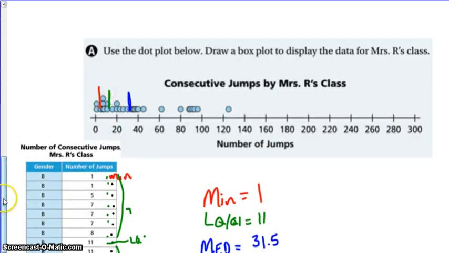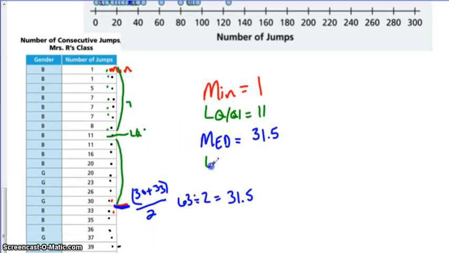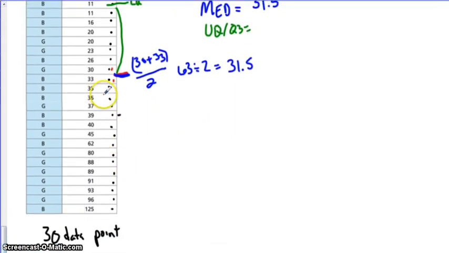Now let's find the upper quartile, or Q3, which is the median of the upper half. Again, we're going to do the same thing. I'm going to count down 8. 1, 2, 3, 4, 5, 6, 7, 8. So this one is our upper quartile. 62 is our upper quartile, 62.